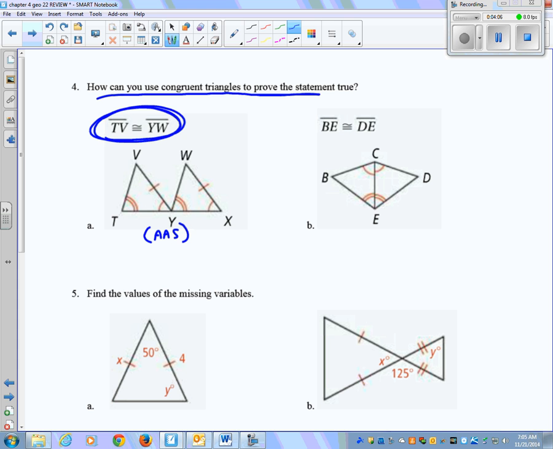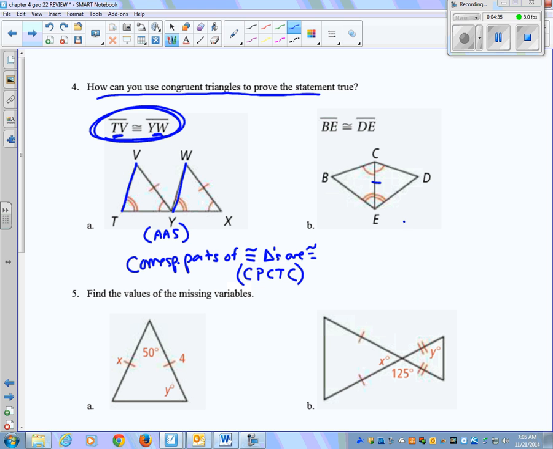So if we already know the triangles are congruent, we can then say these extra sides, TV and YW, which weren't marked to begin with, now we could say they're congruent by corresponding parts of congruent triangles are congruent. And now I'm going to let you use CPCTC if you want to. And that's the same answer here.